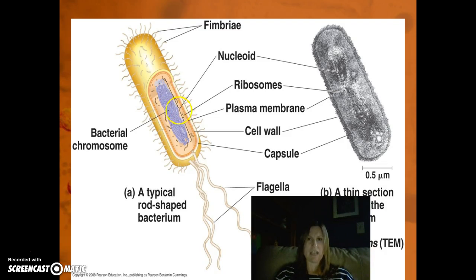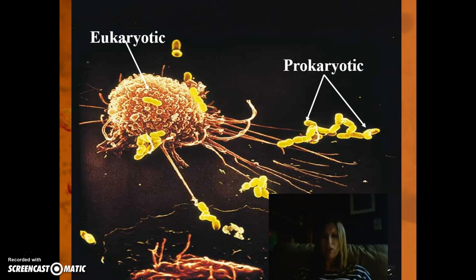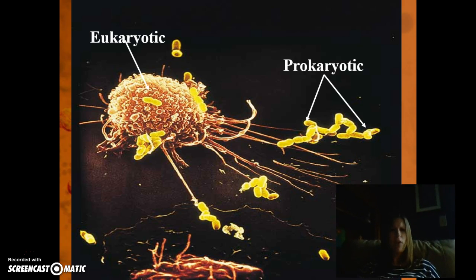the actual DNA. On the prokaryotic cell, you can also see, yes, it does have a plasma membrane. It also has a cell wall. And then we'll talk a little bit more about flagella when we get to microtubules later on.